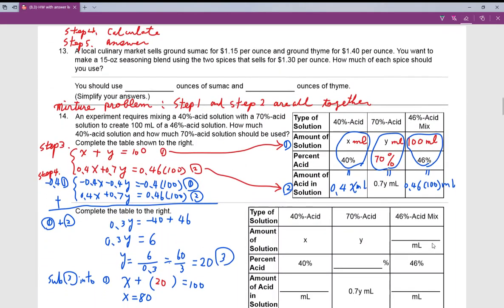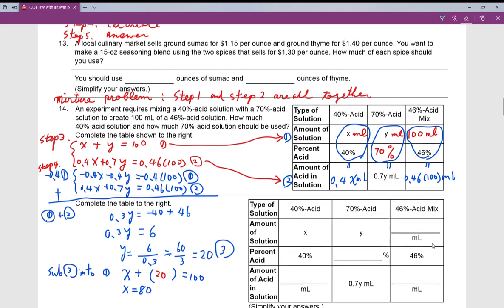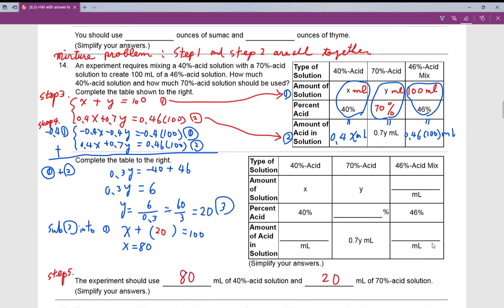Now, number 13, you can try by yourself. Number 14 is a mixture problem. Now, mixture problem, we may include step 1 and step 2 inside a table or a chart. Therefore, you don't need to make a set unknown too complicated.